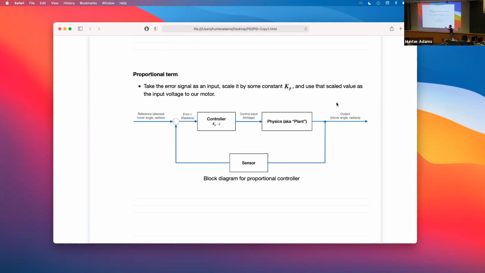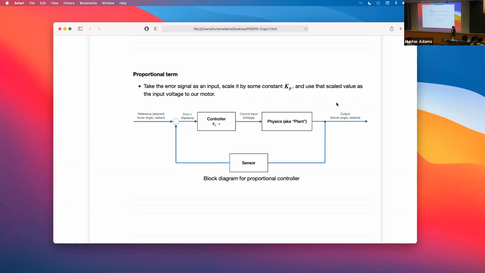You're going to scale that, which is to say multiply it by some constant, which we'll call K sub P. You'll hear this called the proportional gain. Gain being the constant by which we multiply these things. So we'll just take that error, scale it. That becomes our duty cycle.